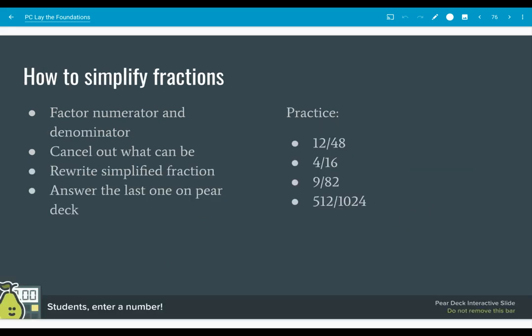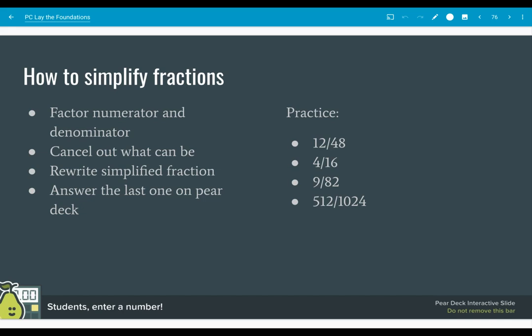So the first thing we have to be able to do with fractions is simplify them. There are a couple of different ways you can do it. If you have a calculator that will let you input fractions, a calculator will simplify it for you. But you may not always have access to a calculator, so I'm going to show you ways to do it without a calculator.